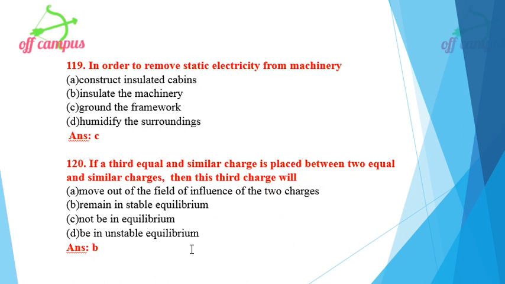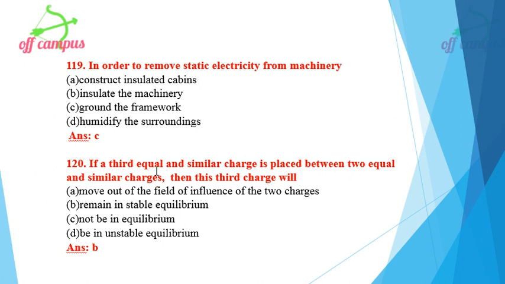Then 119. In order to remove static electricity from machinery, four different options are given: construct insulated cabins, insulate machinery, ground the framework, humidify the surroundings. The answer is option C, ground the framework. Then move on to the next one, 120.